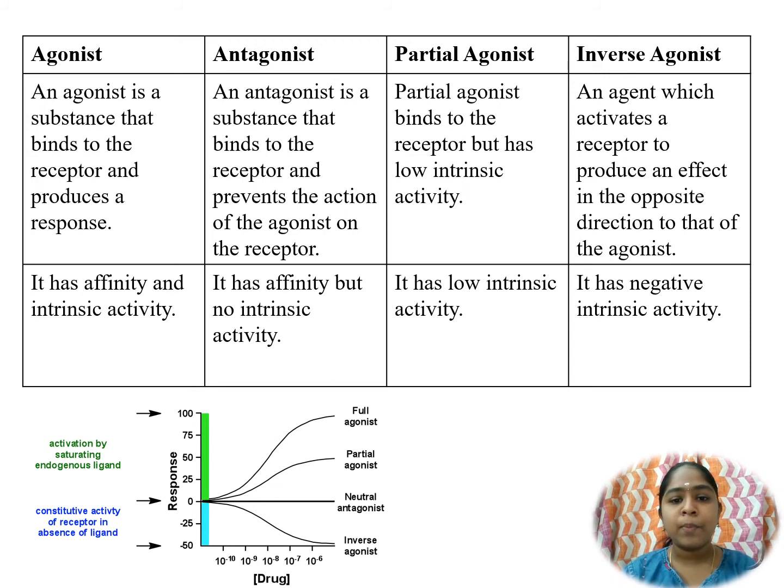A partial agonist binds to the receptor but has low intrinsic activity, while an inverse agonist activates the receptor and produces an effect in the opposite direction to the agonist. An agonist has both affinity and intrinsic activity, while an antagonist does not possess intrinsic activity, while a partial agonist has low intrinsic activity, while an inverse agonist has negative intrinsic activity.